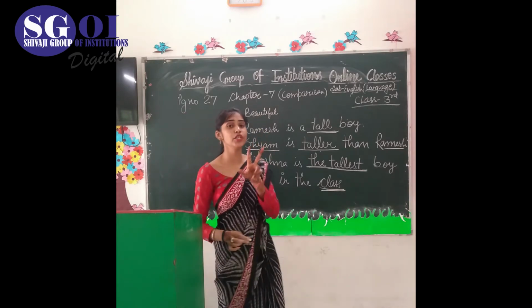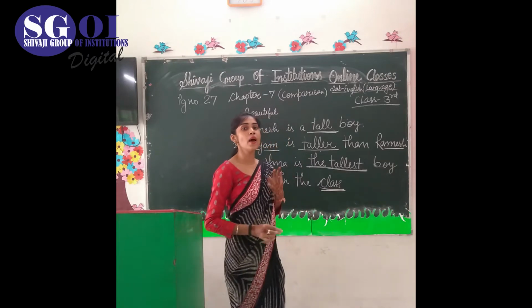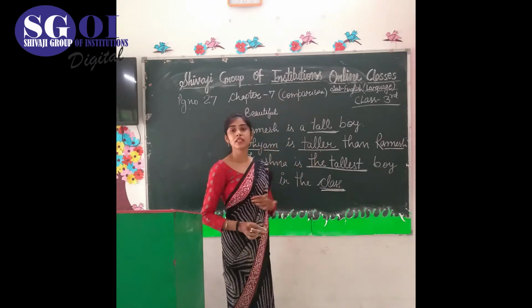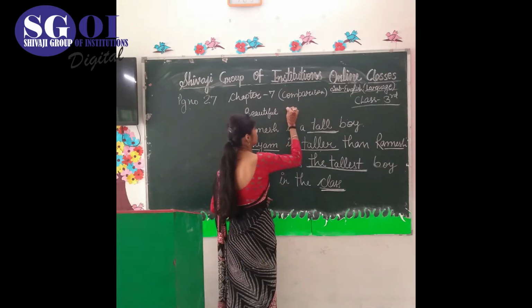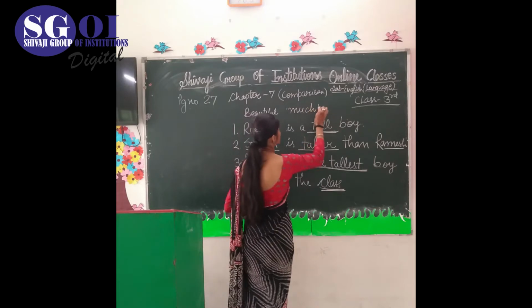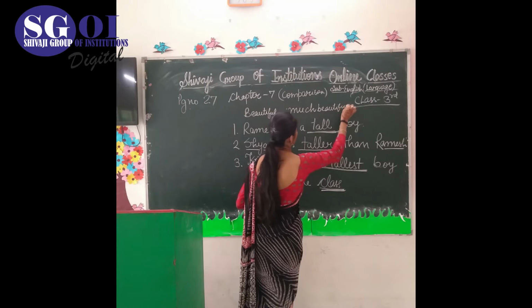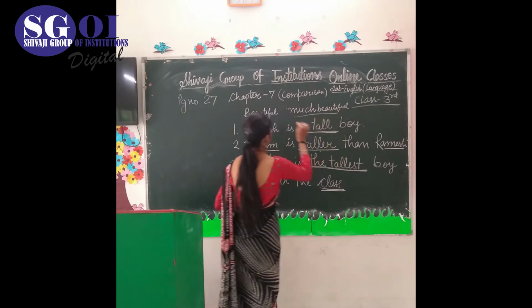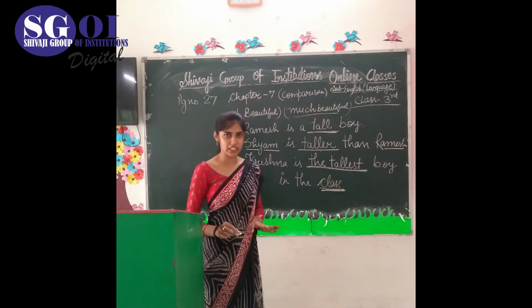When there is a comparison between two candidates, Rima is more beautiful than Seema. We will use more. That is the comparative degree of comparison. Positive degree, comparative degree, and now the superlative degree.